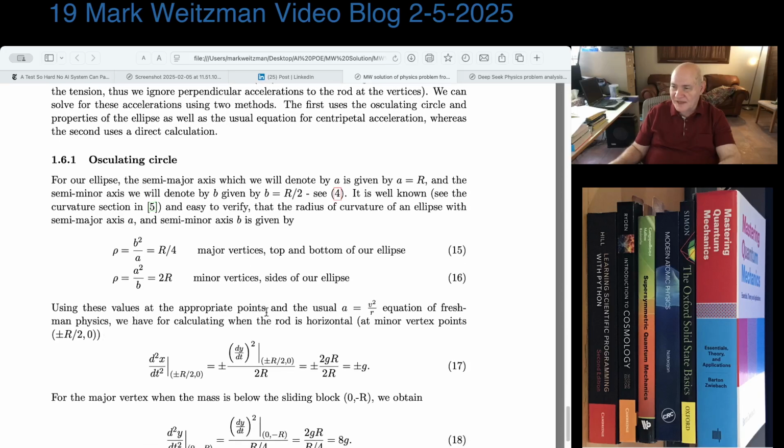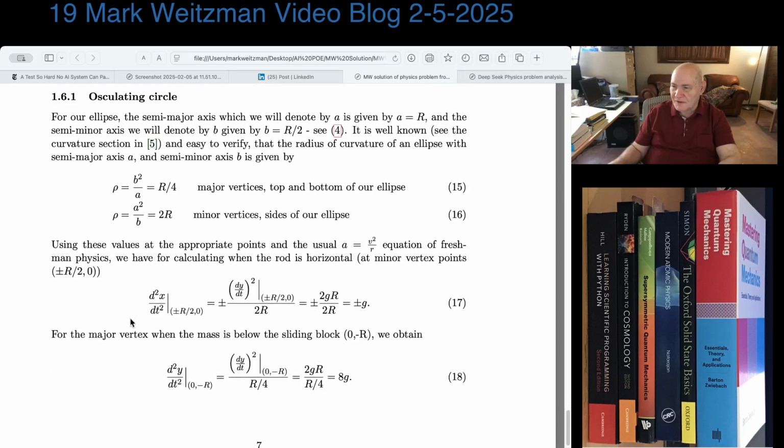So using those values, and we use the usual acceleration equal v squared over r, freshman physics, when we substitute the velocities and the radius of curvatures, we get that at the side point the acceleration is g plus or minus g. On the left side it's plus g, and the minus side it's minus g.